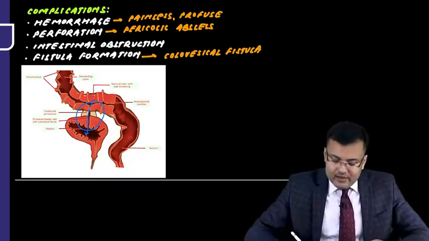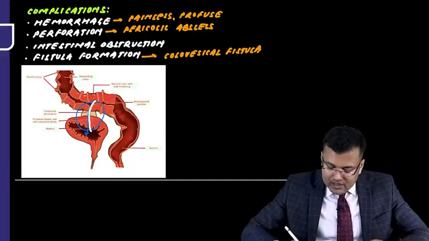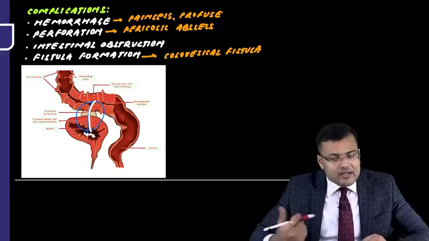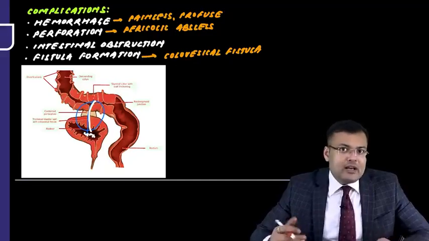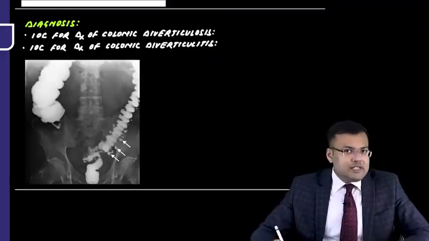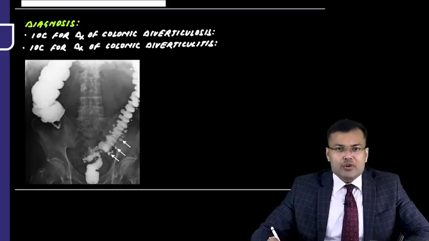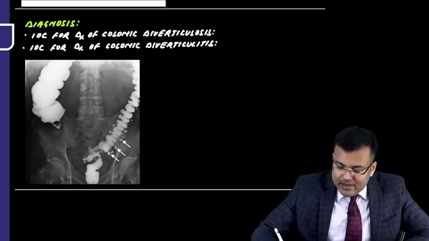Whenever there is a colovesical fistula, via this fistula, fecal matter goes into the bladder and comes out in the urine. So the patient has pneumaturia, fecaluria, and recurrent UTI. What is the investigation of choice for diagnosis of colonic diverticulosis? Barium enema.